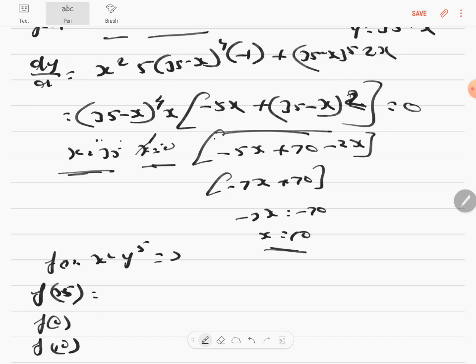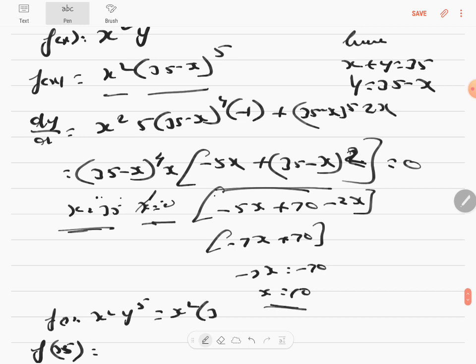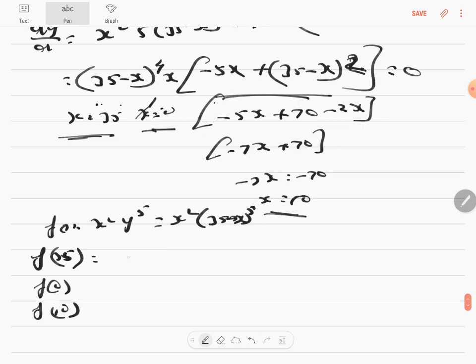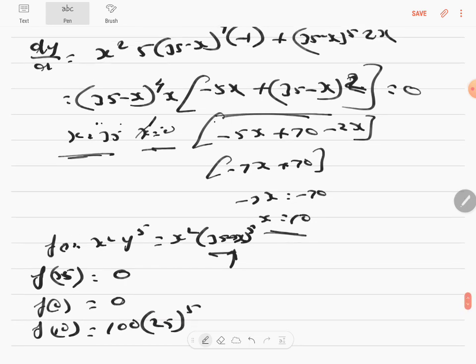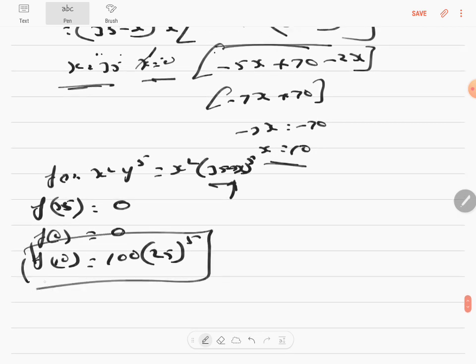But it's nothing but x square into what is y? Y is 35 minus x whole to the power 5. So substituting x value, this becomes 0, because 35 minus 35, correct? This also becomes 0. So when I put 10, x square becomes 100, and 35 minus 10 will become 25, and 25 whole to the power 5, therefore this corresponds to my maxima.